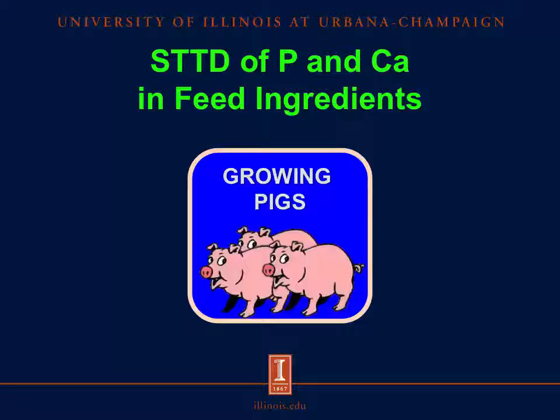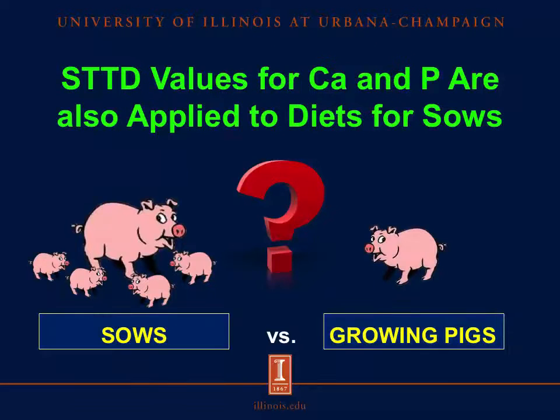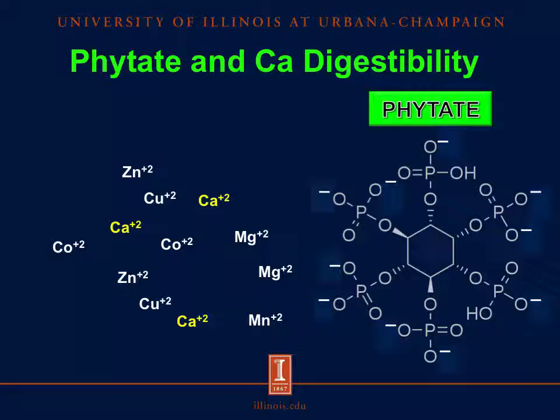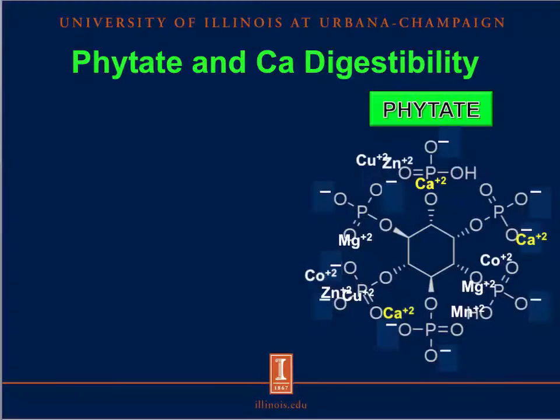However, most of the values were obtained from growing pigs, and these values were also used in sows in practical application. Therefore, the question remains if the STTD values for calcium and phosphorus also apply to diets for sows. It is well demonstrated that minerals that are positively charged tend to chelate to phytate when phytate becomes negatively charged. Dietary phytate then may affect not only digestibility of phosphorus, but also digestibility of calcium and other cations.